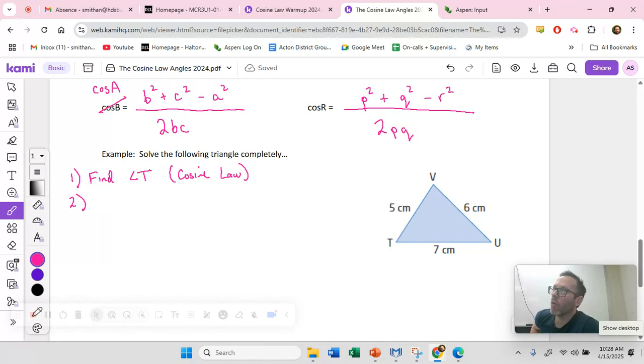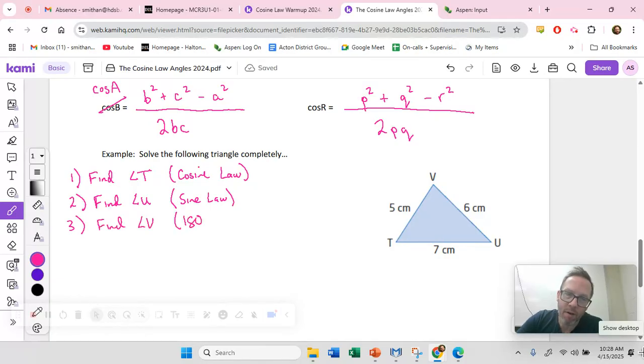Secondly, now that you have one angle, we have a side angle pair, right? We don't have to use the cosine law anymore. We could find angle U and we could use the sine law. Lastly, once you have 3 angles, you can find angle V, and I'll just tuck in brackets here, the fact that angles add to 180.